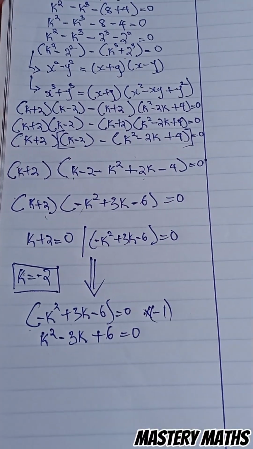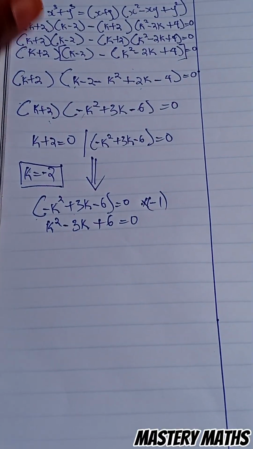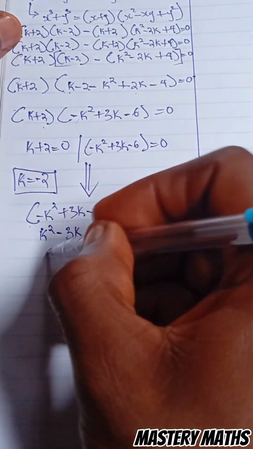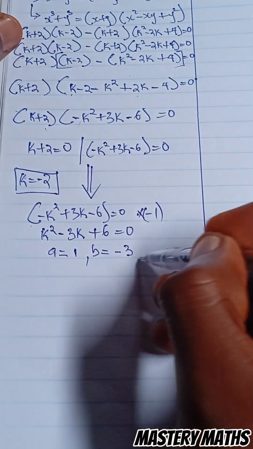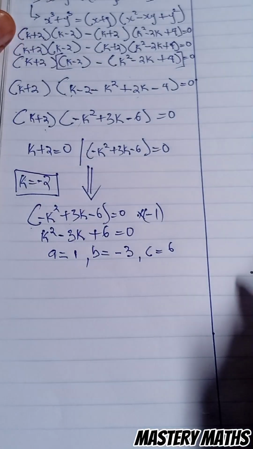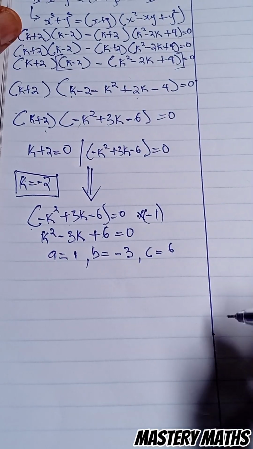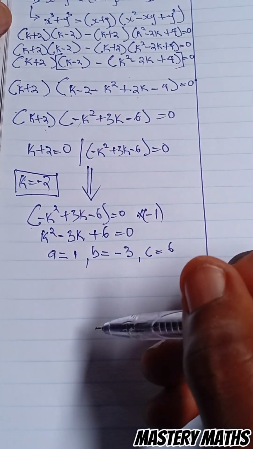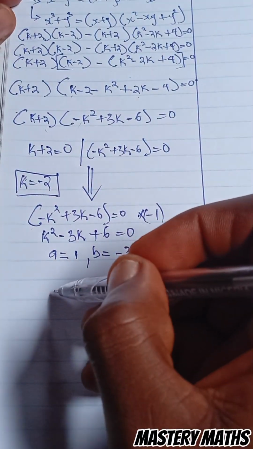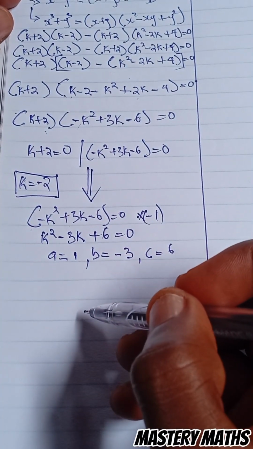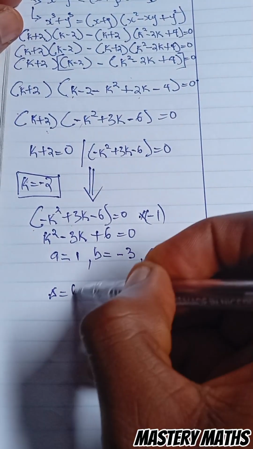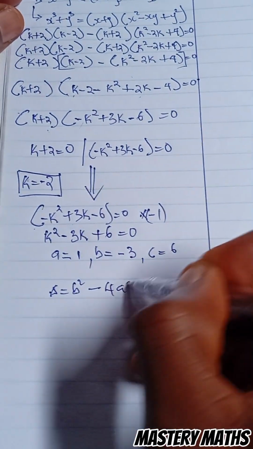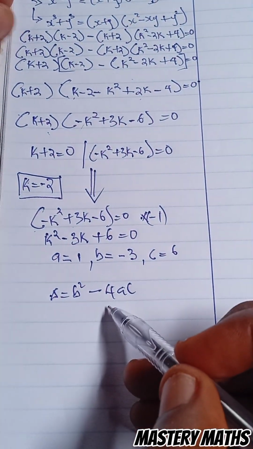Now this brings us to the quadratic equation, in which you have your a as 1, your b is equal to minus 3, and your c is 6, which we have done here. Now, for the quadratic equation, first of all, let's solve for the one inside. We said that b squared minus 4ac. Let's work on this, the one inside.